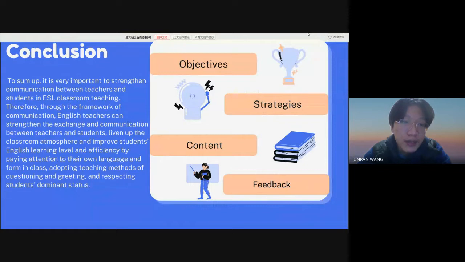Conclusion. To sum up, it's very important to strengthen communication between teachers and students in ESL classroom teaching. Therefore, through the framework of communication, English teachers can strengthen the exchange and communication between teachers and students, level up the classroom atmosphere, and improve students' English learning level and efficiency by paying attention to their own language and form in class, adopting teaching methods of questioning and greeting, and respecting students' dominant status.